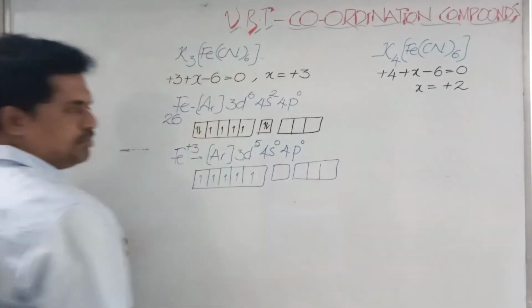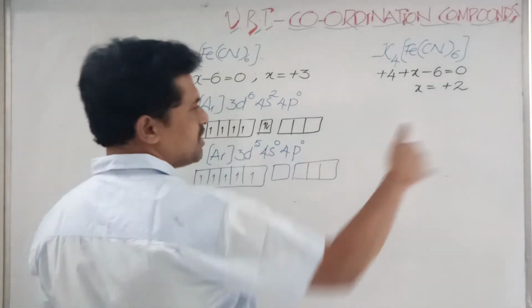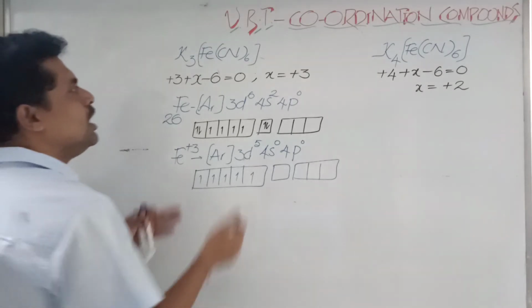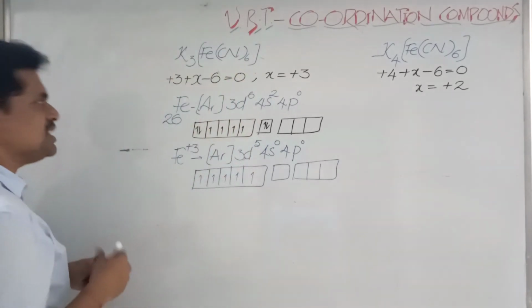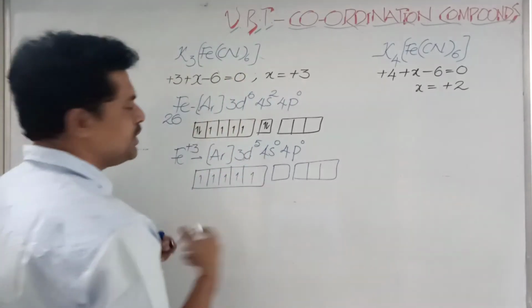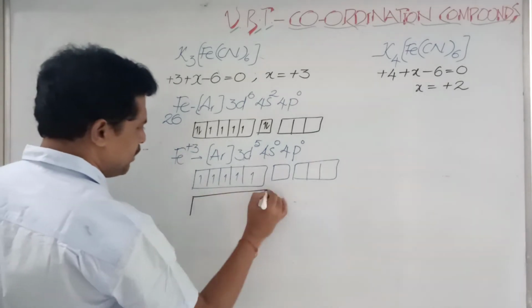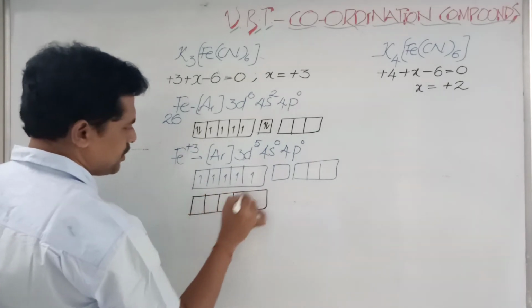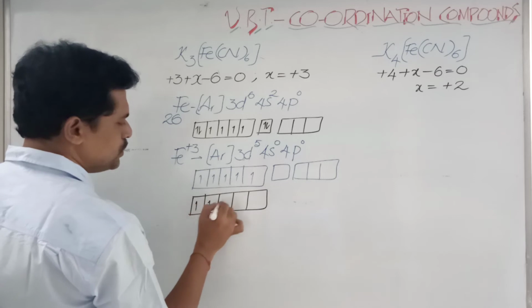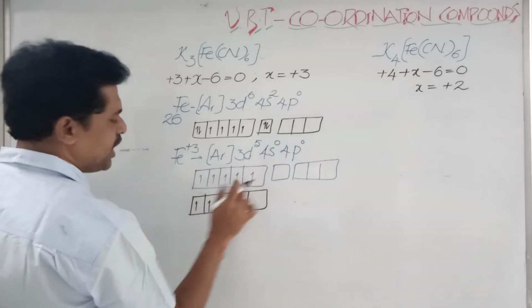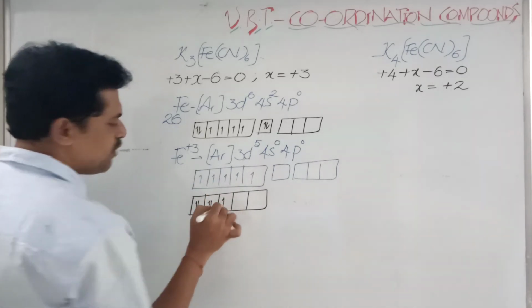6 cyanides are to come. Of course, the 4d orbital is available if you want. If it wants, it can take. But cyanide is a strong field ligand. In the presence of cyanide, these electrons will pair up. And when they pair up, it will be like this: 1, 2, 1, 2, 3, 4, 5. So 2 pairs and 1 unpaired electron.